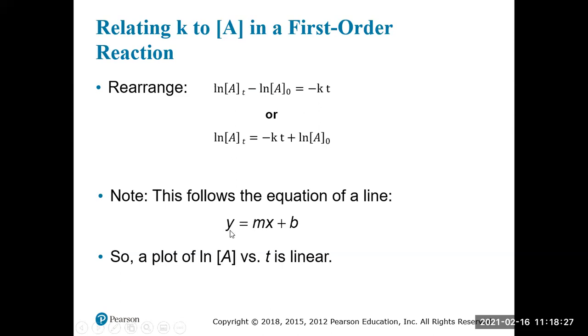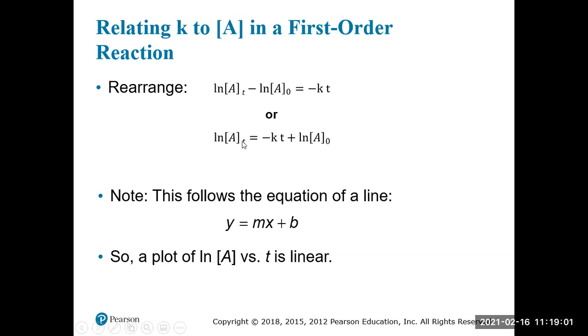And remember, generically, the equation of a line is y equals mx plus b. If we look at what we have up here, we have natural log of A sub t, that's lining up with y, the y variable. We have minus k times t. t is our x variable, time. Minus k would be m. Remember, m is the slope of the line. And then natural log of A sub 0 lines up with b, and b is the y-intercept.